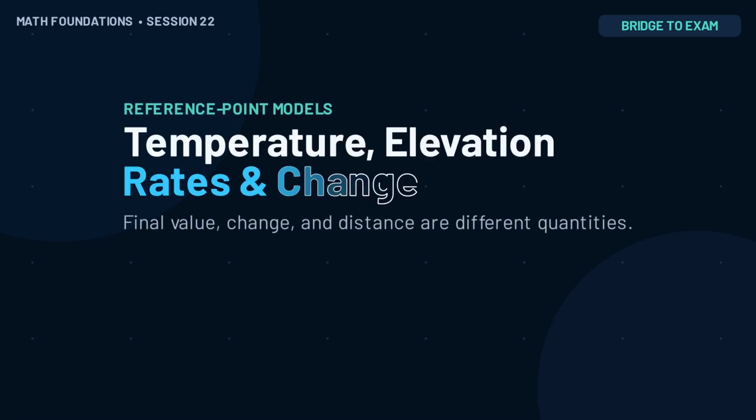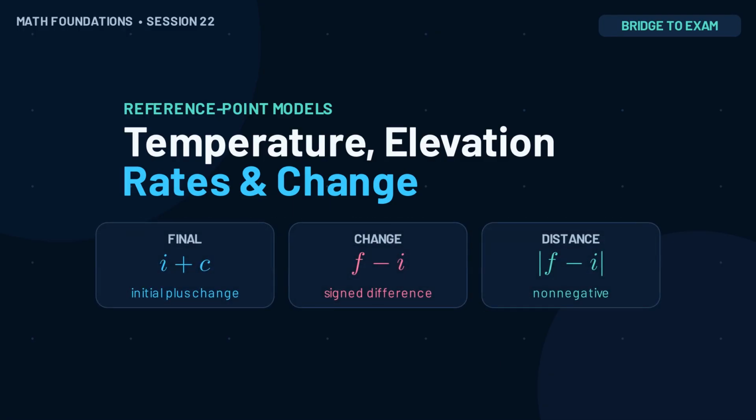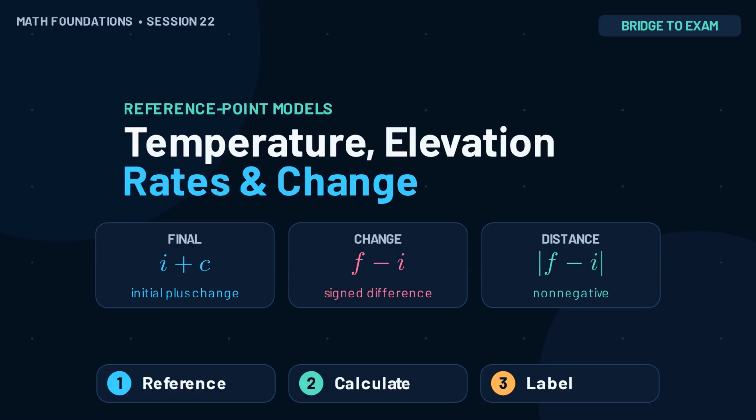Welcome to Session 22. Context problems often contain several valid quantities. Final value, sign change, and total distance answer different questions. Today you will define a zero reference, use final minus initial for change, update a position with a signed movement, and label the requested quantity.